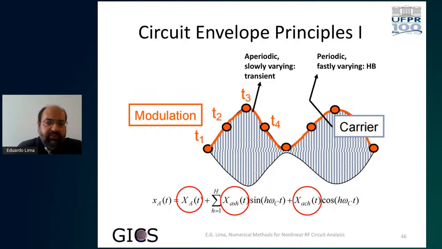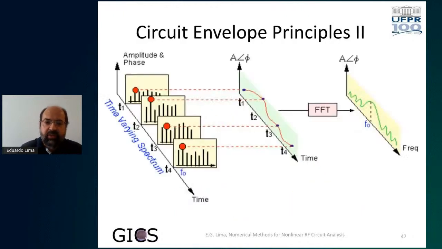In the circuit envelope, first of all, the time is uniformly sampled according to the baseband signal. In this slide, we have the time being sampled at T1, T2, and so on. For each one of the baseband time samples, T1, T2, and so on, a harmonic balance is first implemented. In doing that, we have phasors around fundamental and harmonic frequencies, and such phasors vary slowly in time.